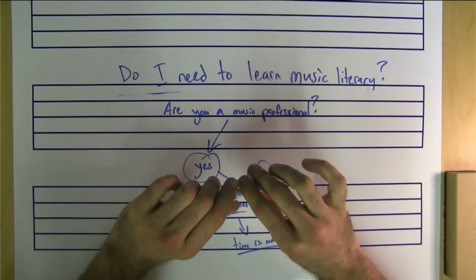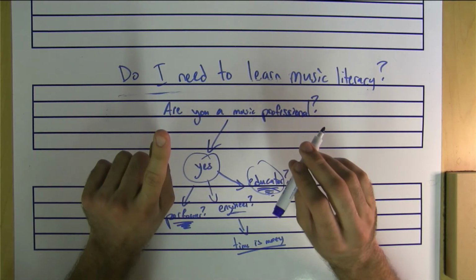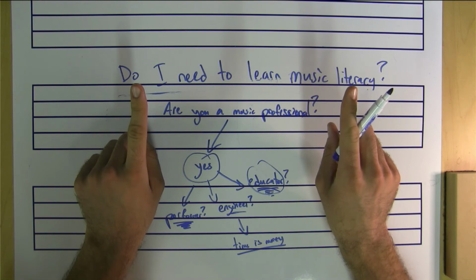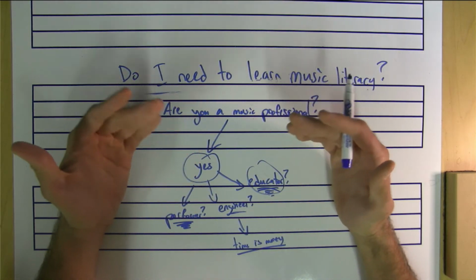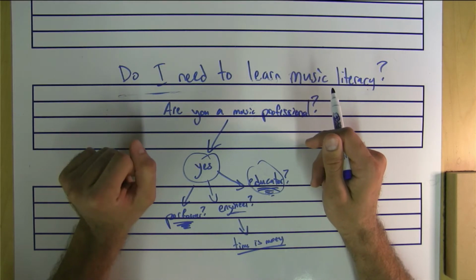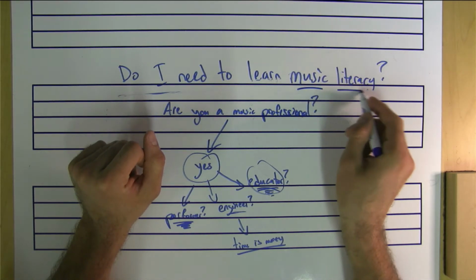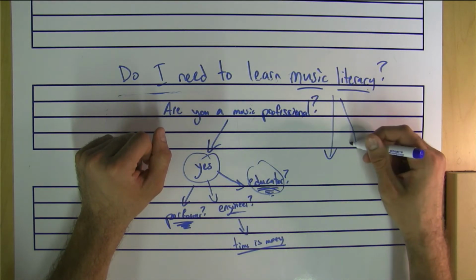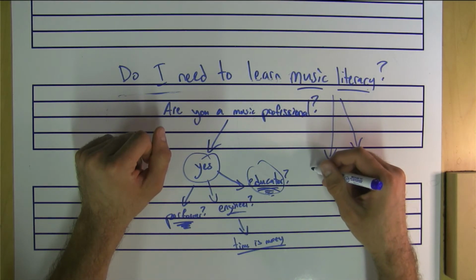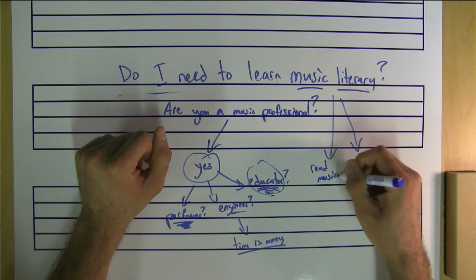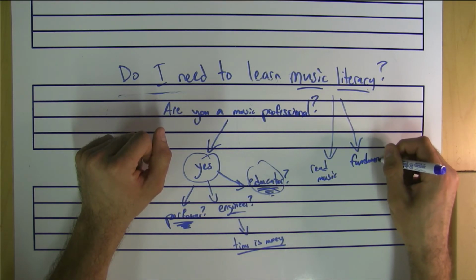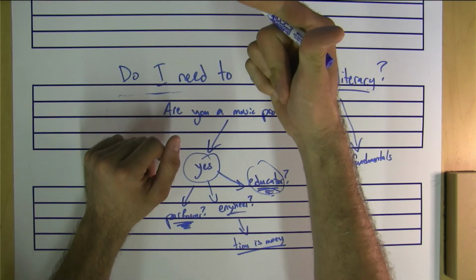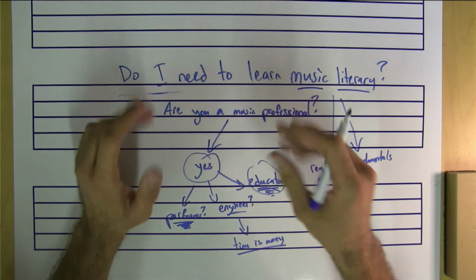So, just to summarize everything that we just said, music literacy and music theory are different things. So when you ask the question, do I need to learn music theory? Probably you are asking whether you need to learn music literacy. And from here, just to confirm, music literacy is two things: learning to read music and learning the fundamentals of music. And the fundamentals of music can range from chords, keys, scales, rhythms, all of those different things.